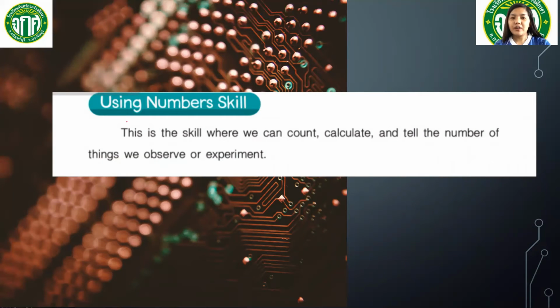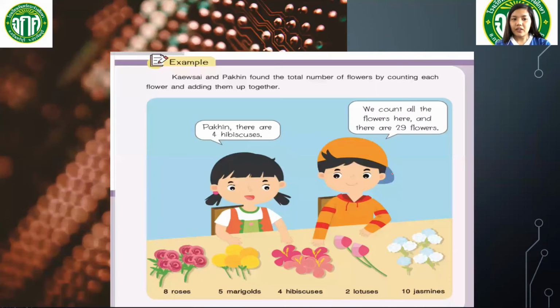Next, we have here using numbers skills. This is the skill where we can count, calculate, and tell the number of things we observe or experiment. So if you have this number skill, you know how to count, calculate, and tell the number of the things you can see or the things you are experimenting. Next, we have here an example, right?